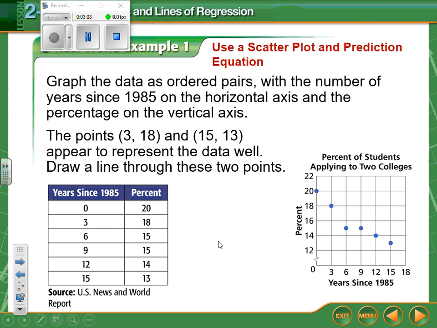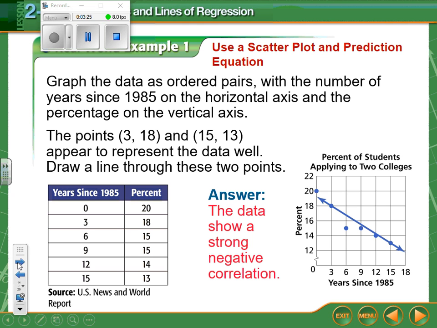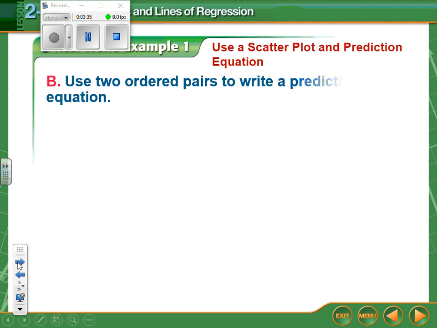So if we pick 2 points that represent the data pretty well, like (3, 18) and (15, 13), we use these 2 points to create a line of best fit. Then what we can do is draw a line through those 2 points, and we have a pretty good trend to the data, and we can use that line to make predictions. So we want to write the equation to that line.